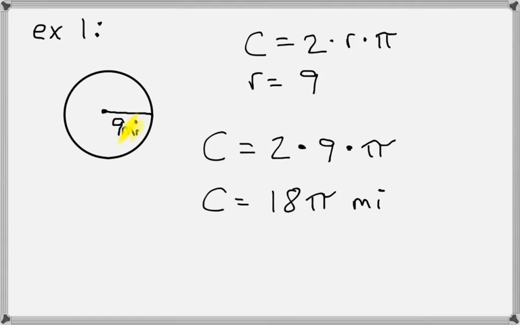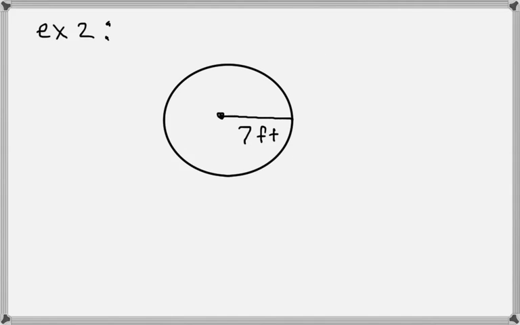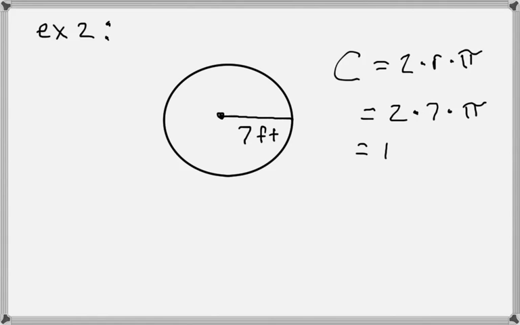Let's look at another example. In this example, we have a circle with a radius of 7. So our formula, we could take C is equal to 2 times the radius times pi. In this problem, our radius is 7. So we have 2 times 7 times pi, which gives us 14 pi. We need to check to see what our unit of measure was. Our unit of measure over here was feet, so we need to include that in our answer. Our final answer for the circumference of this circle is 14 pi feet.